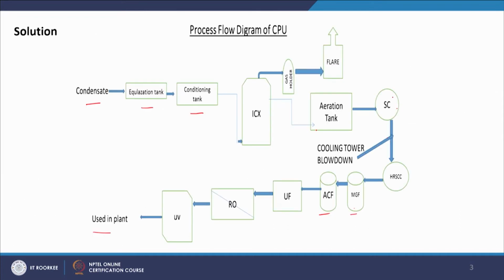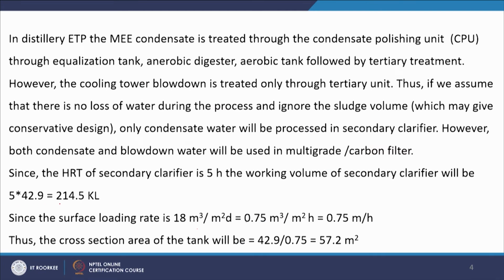you see here this condensate is coming and we are assuming there is no loss of water. So, all condensate water is coming to SC, secondary clarifier. It has certain flow rate, that is Q meter cube per hour, and then it has some retention time that is 5 hour. So, total volume of the SC will be 5 into 42.9, that is equal to 214.5 kiloliter or meter cube.